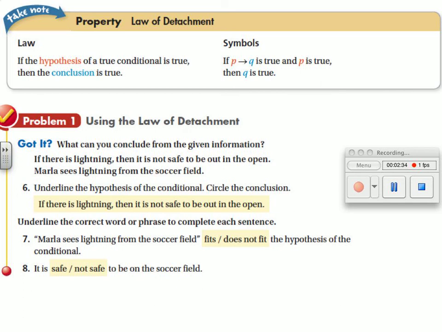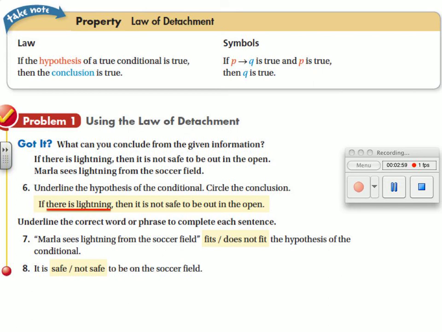What can you conclude from the given information? If there is lightning, then it is not safe to be out in the open. Marla sees lightning from the soccer field. Underline the hypothesis of the conditional and circle the conclusion. If there is lightning, the hypothesis follows the if statement, then it is not safe to be out in the open. It is not safe to be out in the open would be the conclusion.